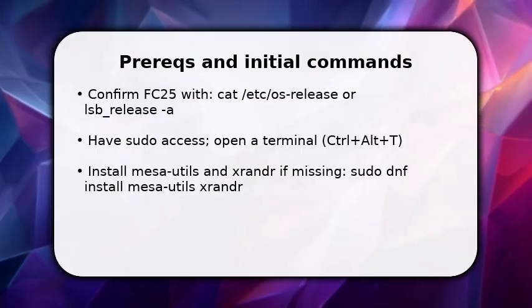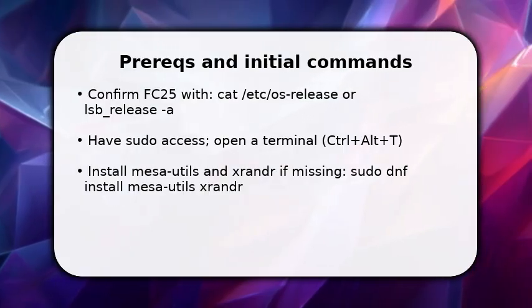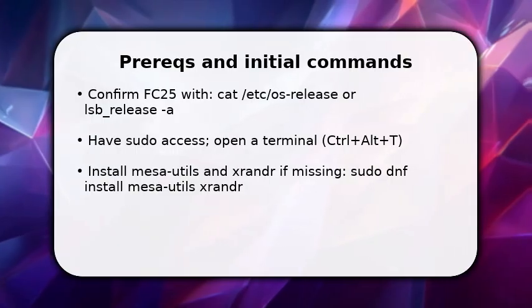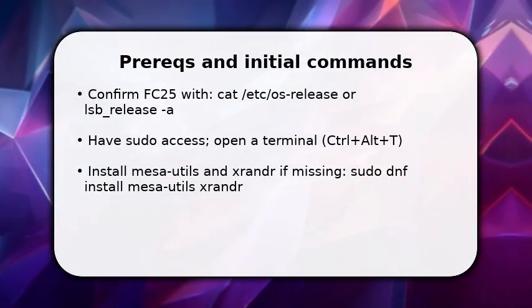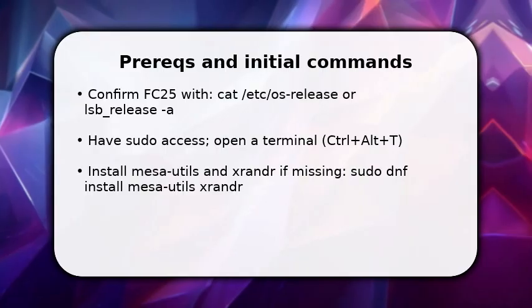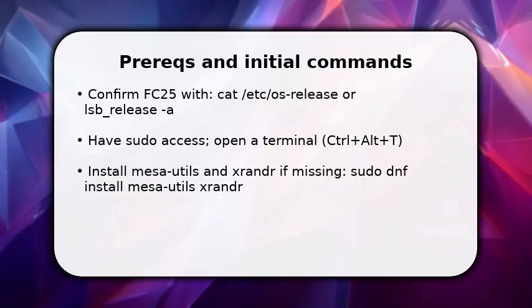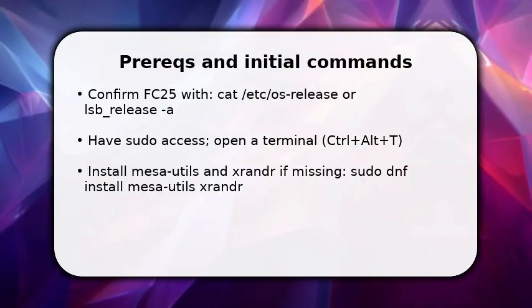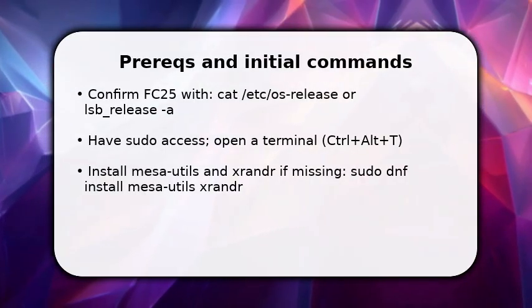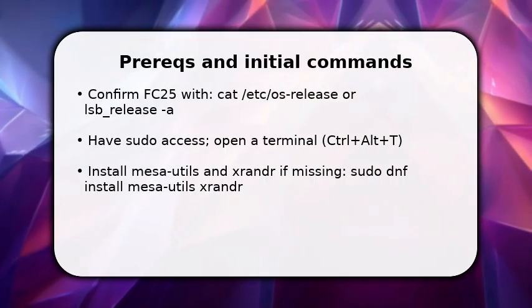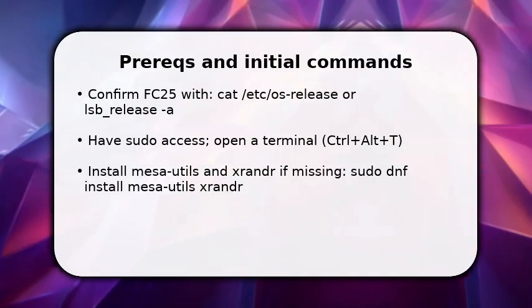You start by verifying Fedora 25 and ensuring you can run privileged commands. Once you have a terminal open, check OS info and confirm sudo works. Install essential tools so you can probe displays: Mesa-utils for GL diagnostics and xrandr for configuration manipulation. Run those installs now. After that, execute xrandr without arguments to list connected outputs and modes.